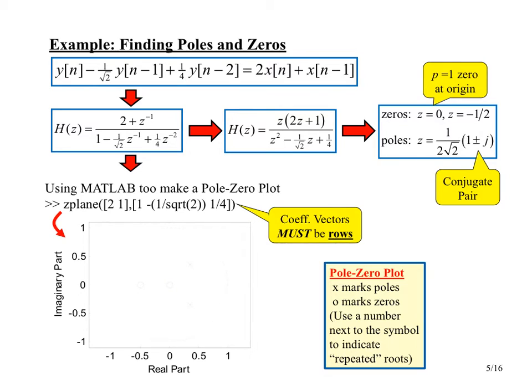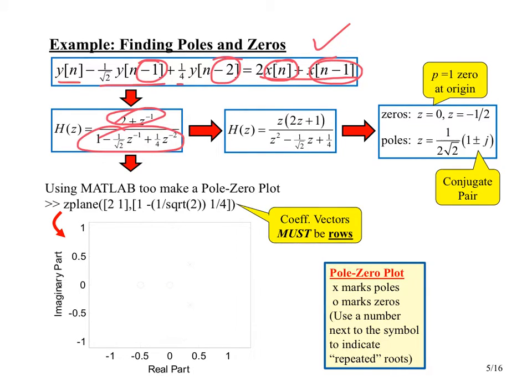So here's an example. We start with this difference equation. By inspection, here's our numerator: we're going to have 2 times z to the 0 and 1 times z to the minus 1. Then we're going to have a 1, and then a minus 1 over square root of 2 times z to the minus 1, and then a 1/4 times z to the minus 2. And that gives us our denominator.